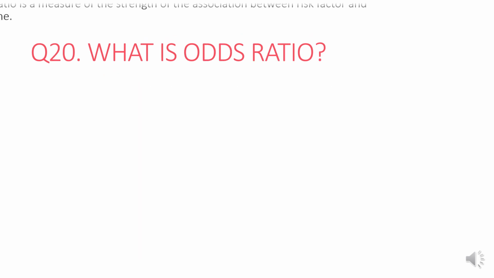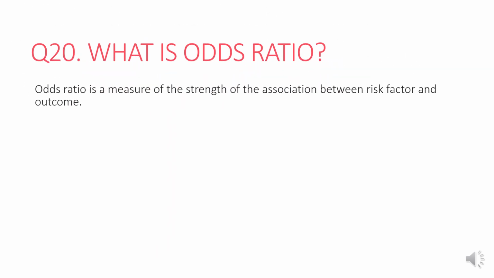Question 20. What is odds ratio? It is a measure of the strength of the association between risk factor and the outcome.